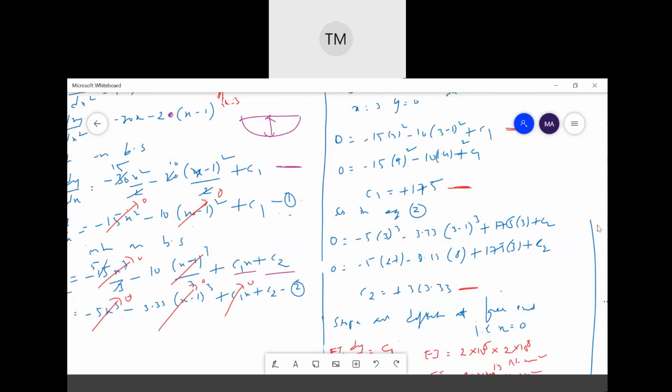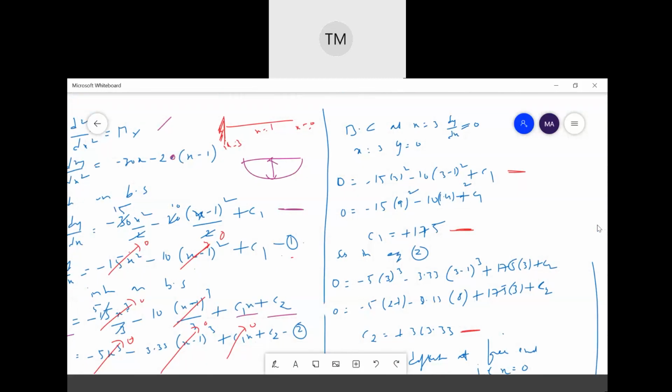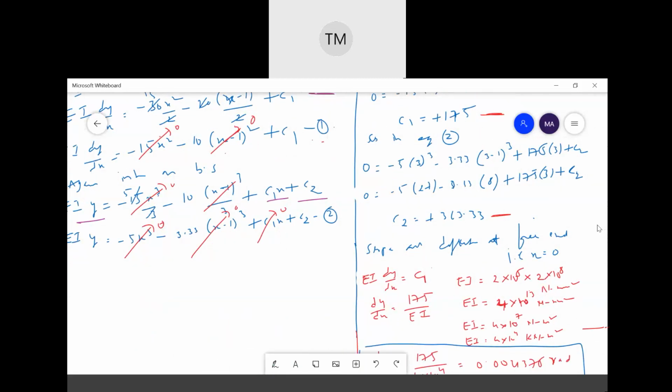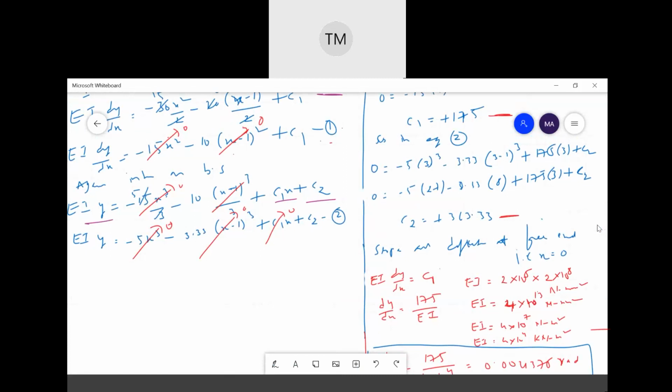At the free end, the value of x is 0 at this point. So I am considering 0 here, substituting 0 in this equation. In 10 into (x minus 1) whole square, you have to consider 0 minus 1 whole square. Remember it: sometimes you get confused and write it as 1 minus 1 whole square, or expand this equation, and then you won't get the answer. So always consider 10 into (0 minus 1) whole square.